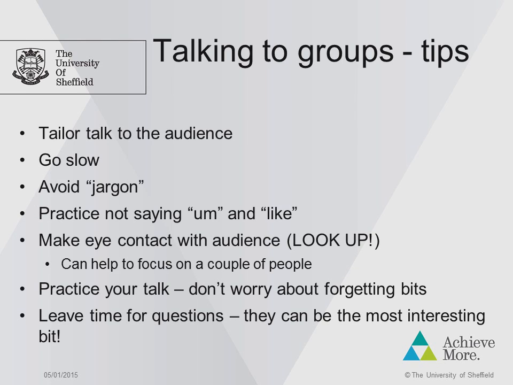So here are some top tips for talking to groups. First, try and tailor your talk to the audience. Think about who your audience is, what they will know and what they won't know, and make sure that you don't overestimate what they know. Always work towards the lowest common denominator and the person who knows the least in the room. Be very careful to go slowly, and when you're talking to groups it's very easy, especially when you're nervous, to just race through and your message will often get lost.